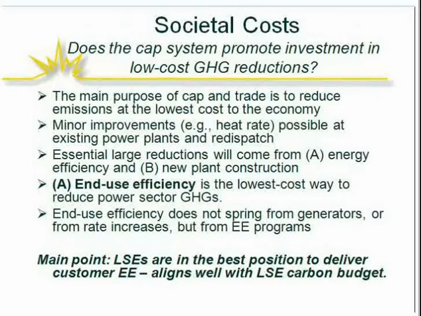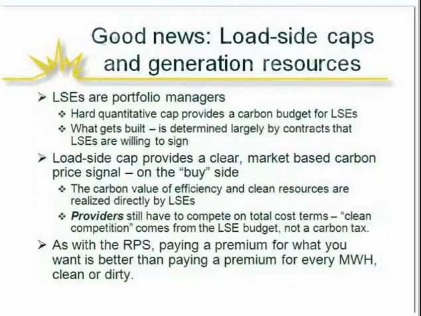Okay, now I'm going to talk about the generation side. The good news here is that load-serving entities, as I mentioned, are in a position to deliver end-use energy efficiency, which, as we've seen, is the lowest cost way to reduce carbon emissions in the sector. But it's important to remember that load-serving entities are also portfolio managers. That is, they decide what to buy. Now, Dallas talks about a system in which load-serving entities are blind to their purchases. That is, they don't know what they're buying, and they can't control what they get. And that is a system that's in place in some places in the world, for example, in the United Kingdom.